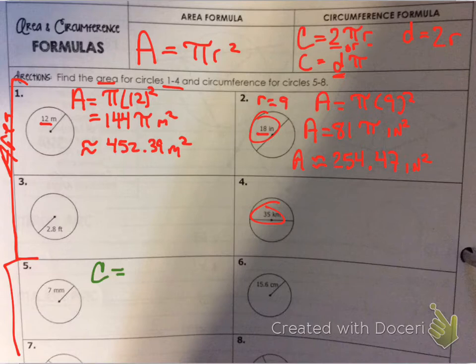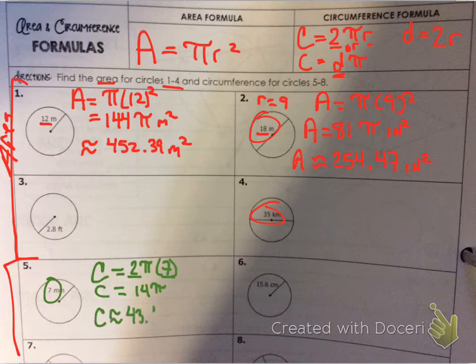So if they give me a radius, I'm going to use 2 pi r. So 2 times pi times the radius of 7. Now, if you want this in terms of pi, all you got to do is 2 times 7, and that's 14, and put a little pi on the end. If I ask for the decimal answer, then you say 14 pi to get 43.98 millimeters. And that's not square millimeters, that's just millimeters. So that's that for that one. That's all you got to do. Now, let's look at number 7.